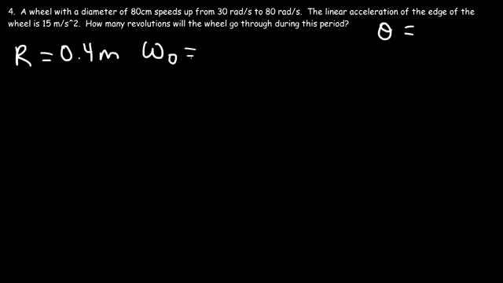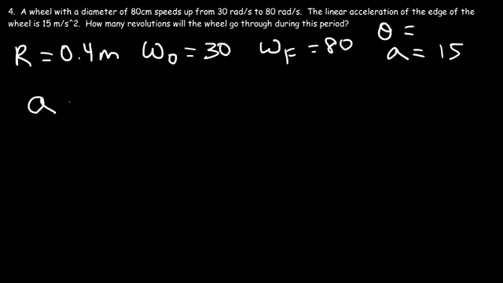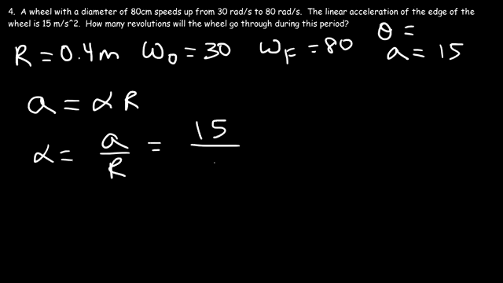The initial angular speed is 30. The final angular speed is 80. And we're given the linear acceleration, which is 15 meters per second squared. Well, if we have the linear acceleration, we could find the angular acceleration. So the angular acceleration is the linear acceleration divided by r. So that's 15 divided by 0.4. And so the angular acceleration is 37.5 radians per second squared.